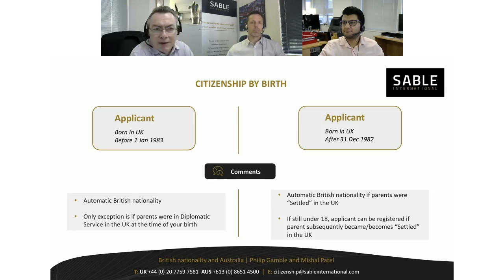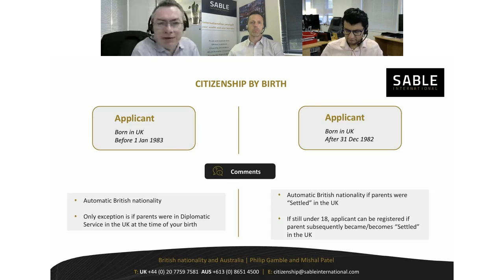At that time, in the past, simply being born in the territory just gave you that right to citizenship. And indeed, it was the same with Australia as well, until more recently. So in the old days, citizenship was given directly through birth and no other criteria needed to be met. As you can see here, the only exception is if one of the parents, usually the father in this period, was in diplomatic service of another country at the time the child is born in the UK. After the 1st of January 1983, the position changes.